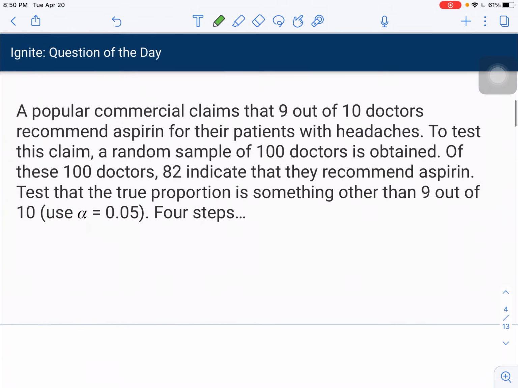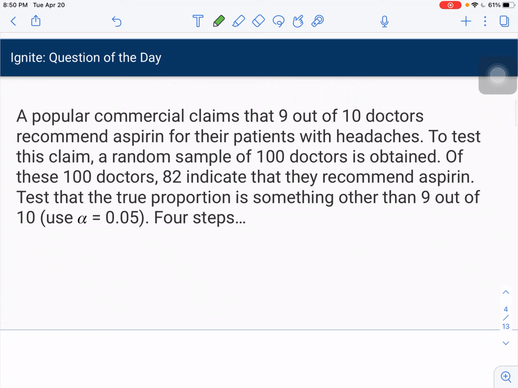All right, so let's start with the question of the day. I'll read it out loud, give you a minute here to pause and work through the problem. This will be a 4-step z-test for P problem, and then I'll run through the solution with you. All right, here we go.